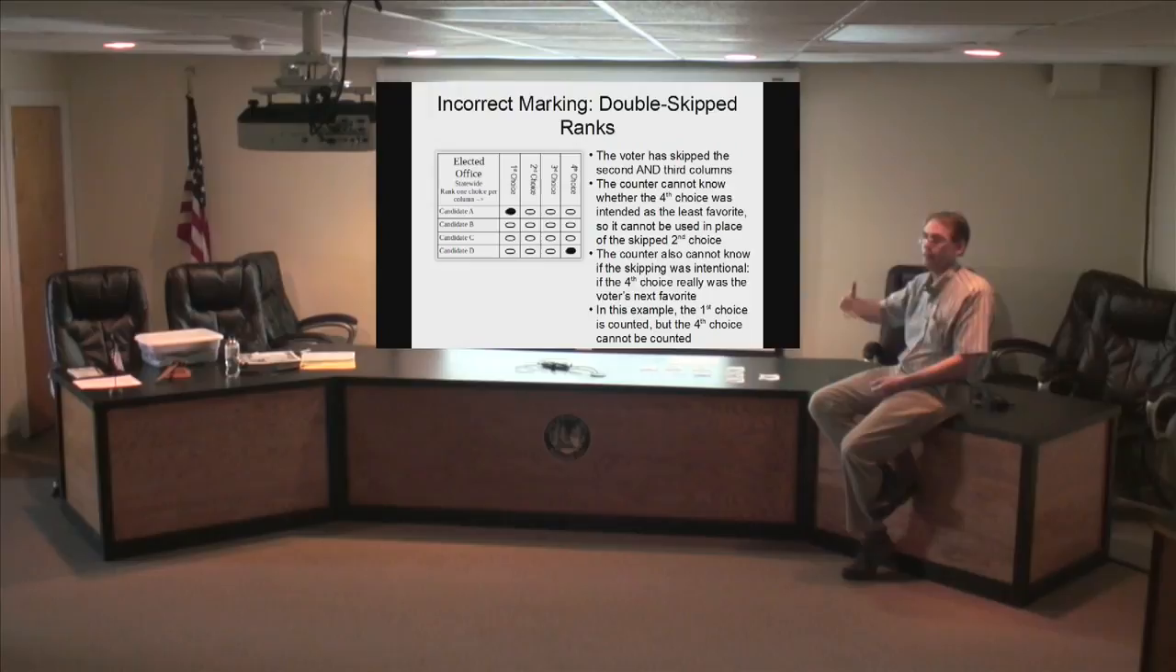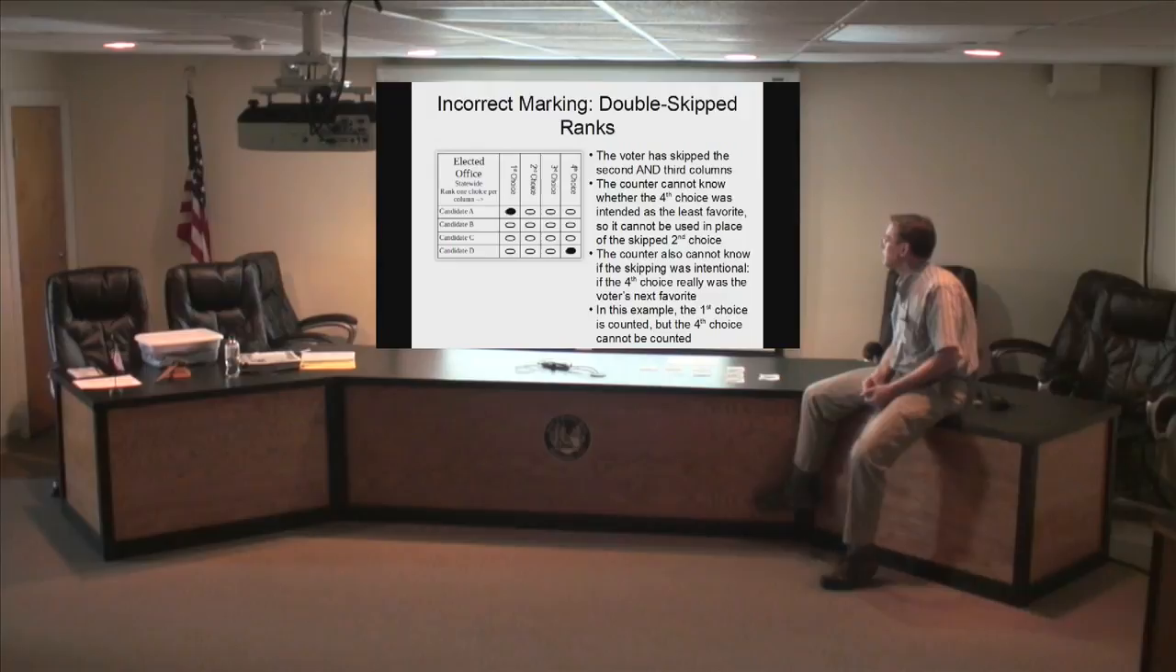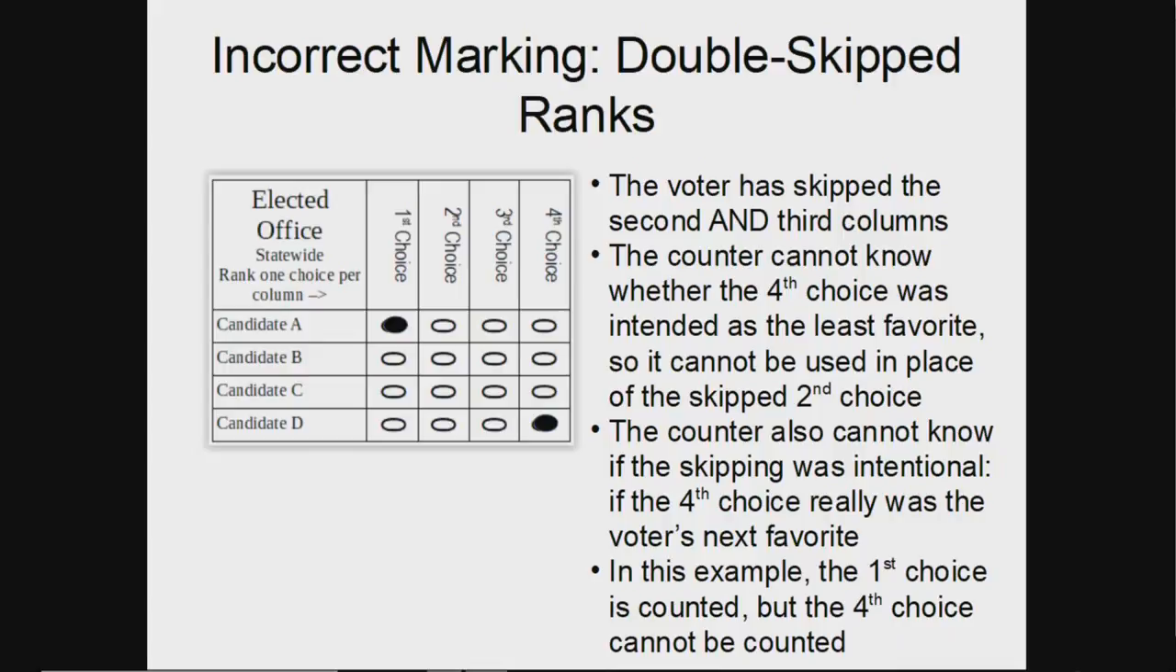Now this is a case of a double skipped rank, and here the voter has marked a first choice, then skipped two columns, and then marked a fourth choice. And in this case, this would be treated basically the same as an overvote. So at the point where the mistake was made, nothing further will be counted on this ballot. This ballot is exhausted after the first choice has been counted. So that voter's vote for candidate A will be counted, but the second and third choices, which are blank, of course, cannot be counted. But the fourth choice will not be elevated to the second choice position. That will simply be treated as a blank. So this is basically, at this point, an exhausted ballot.